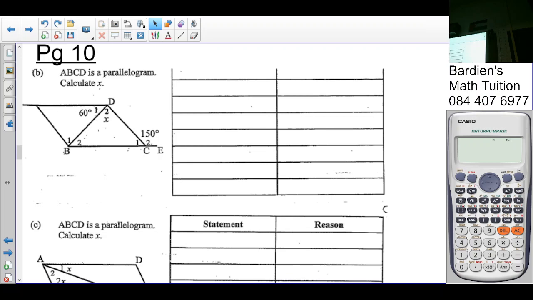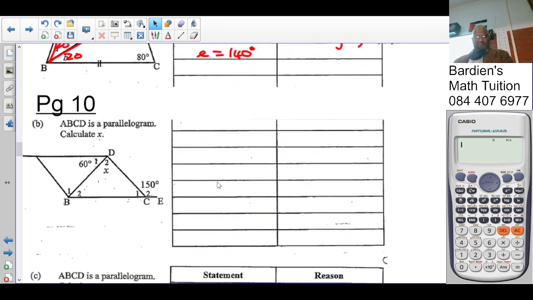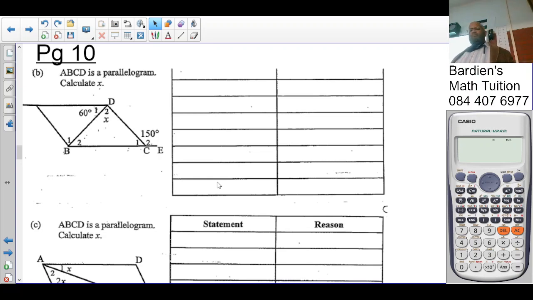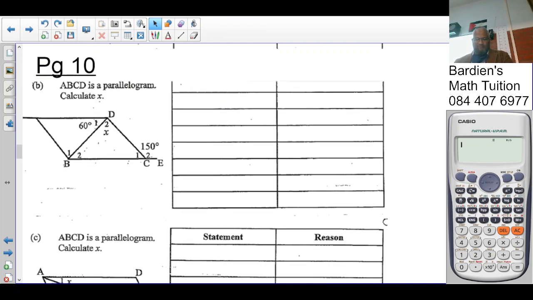So what are the properties of a parallelogram? There are four properties of a parallelogram. Opposite sides are parallel. Two pairs of opposite sides which are parallel. Okay? Didn't we go through these properties yet? Have you gone through it? No. Okay. So what we're going to do is look at the properties quickly, and you will write this down, okay? So take out your notebooks.